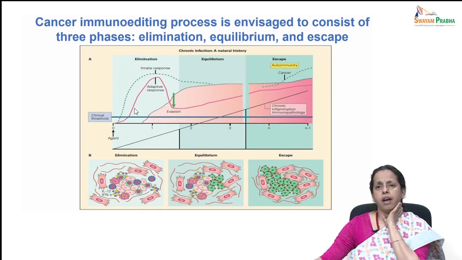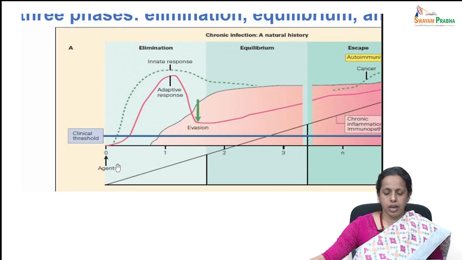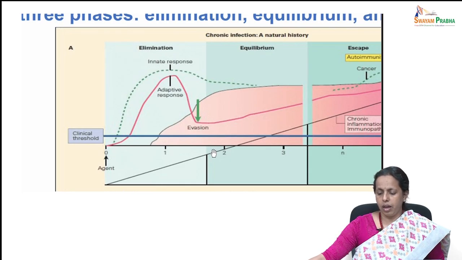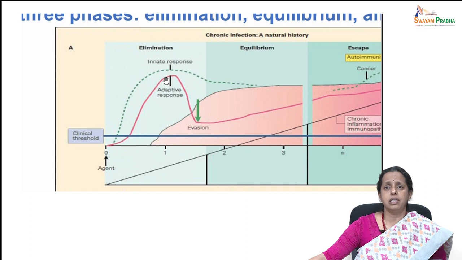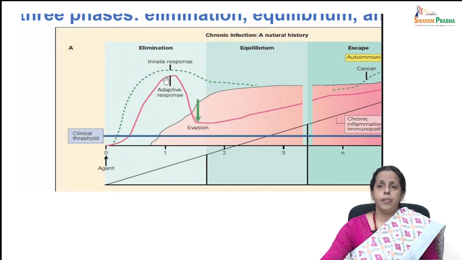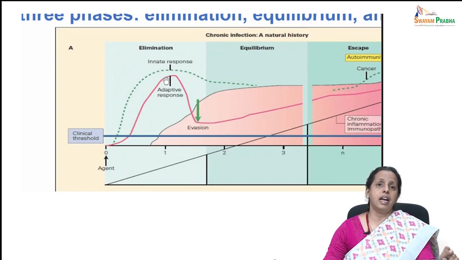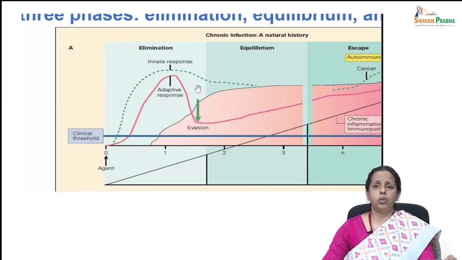Now coming to this particular graph, here also we can clearly see you have your clinical threshold. Once the agent is recognized, you have the adaptive response, then the inhibitive response, and it could be eliminated. As time progresses, this elimination corresponds to the original concept of cancer immunosurveillance. Remember when we were discussing the scientists who first proposed that, they said that nascent tumor cells are successfully recognized and eliminated by virtue of being recognized as foreign, and that is how they are totally eliminated.